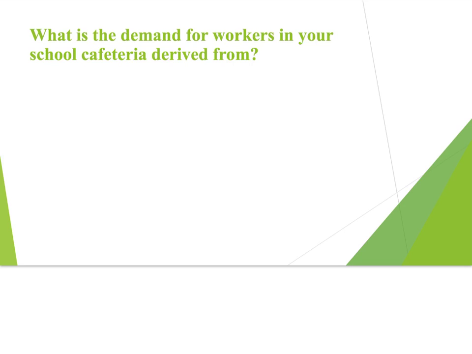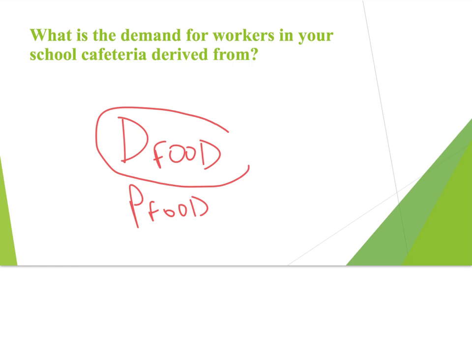So an idea of derived demand would be this question. What is the demand for workers in your school cafeteria derived from? So how many workers is demanded by the firm at various wages? And that has to do with, well, what's the demand for food in your cafeteria? What is the price of the food they're able to get? And what is obviously then the marginal productivity of the cafeteria workers? But derived demand is the idea that if more and more students are demanding the food in the cafeteria, then there's going to be an increase in the demand for the labor, the school cafeteria workers.